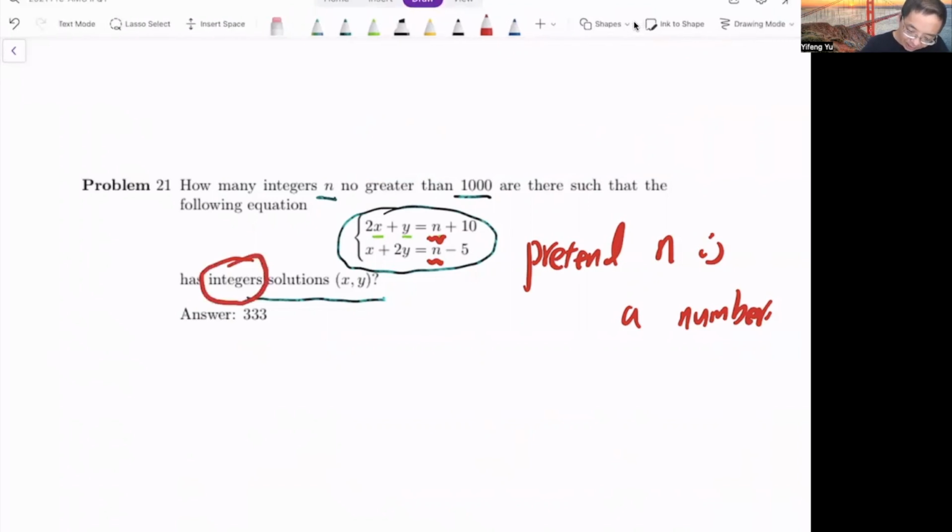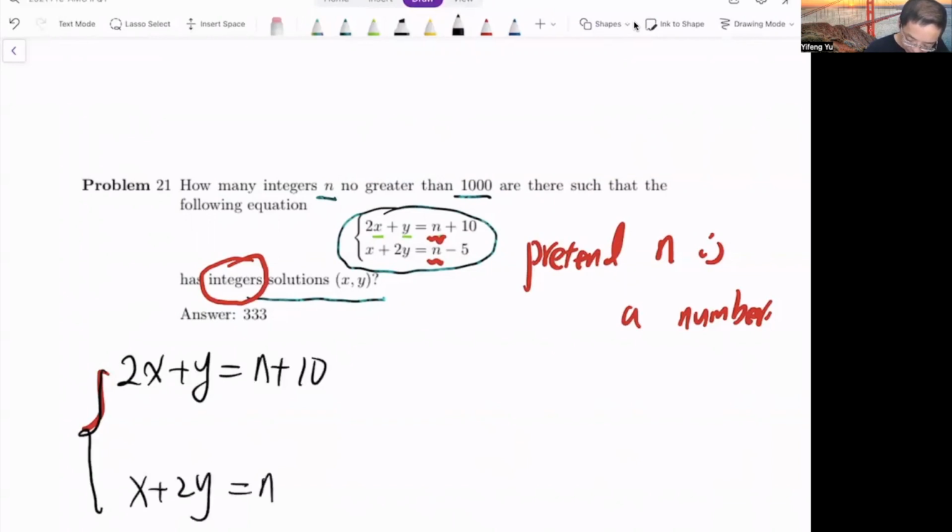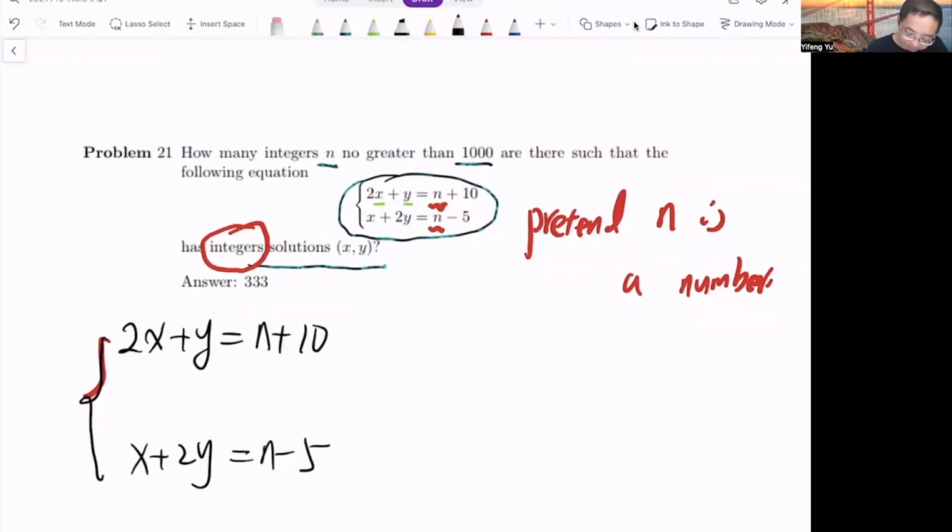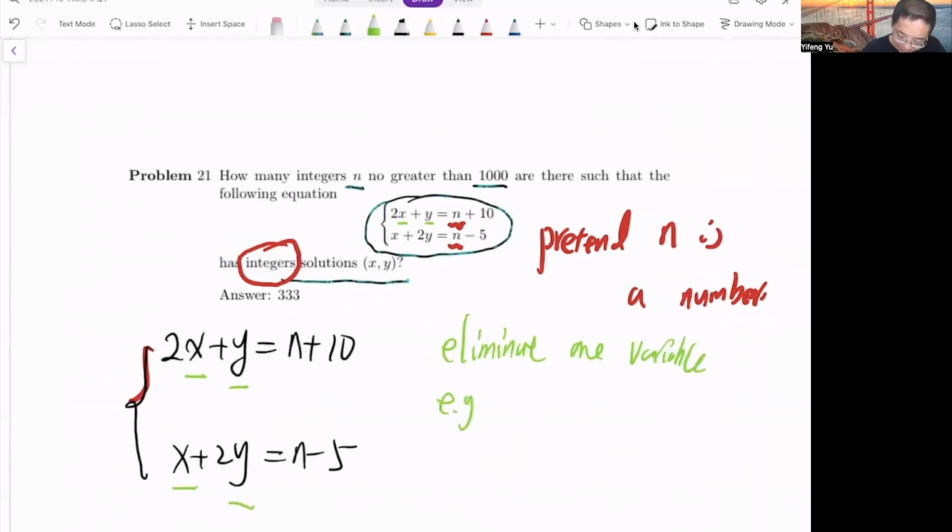Okay. Let's ask ourselves, how should we solve an equation like this? So this is a linear system: 2x plus y equals n plus 10, and x plus 2y equals n minus 5. We have two unknowns. The general way is to eliminate one variable. X and y, two variables. Let's try, for example, to eliminate y.